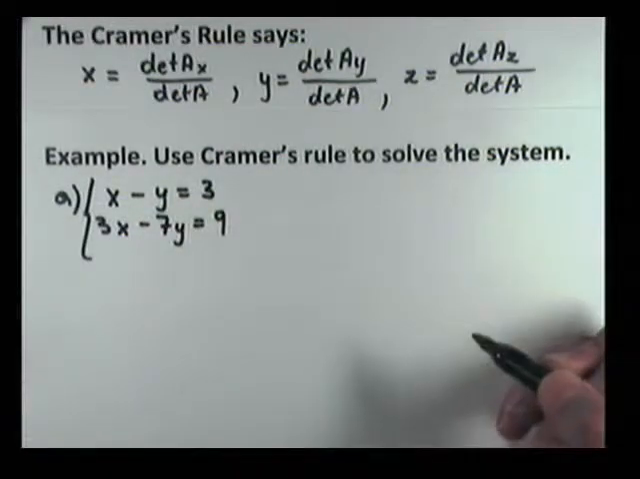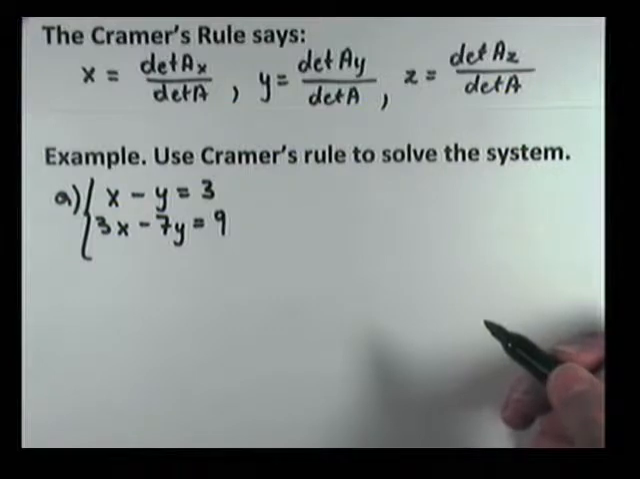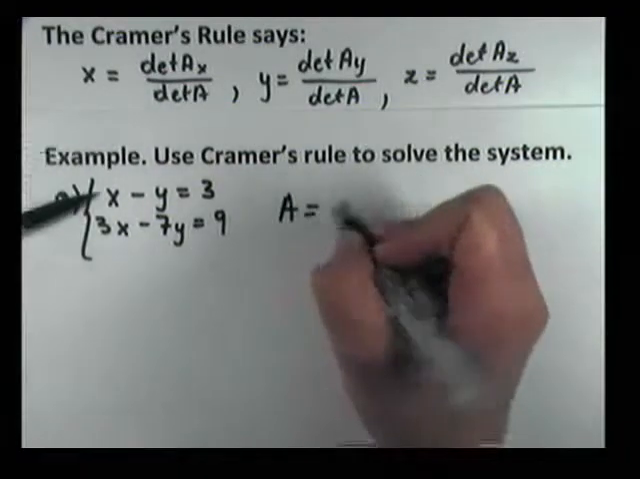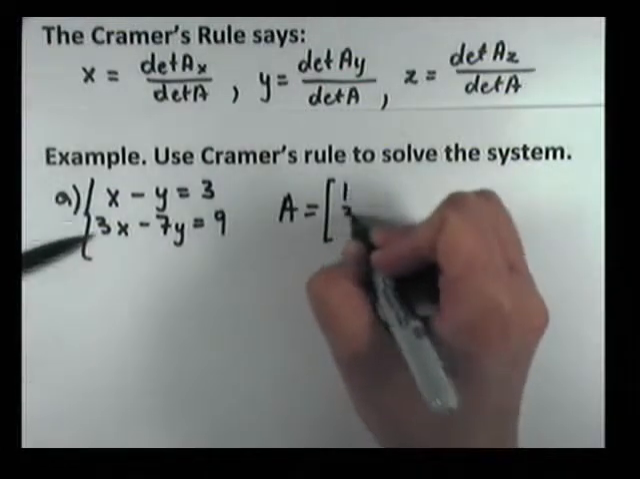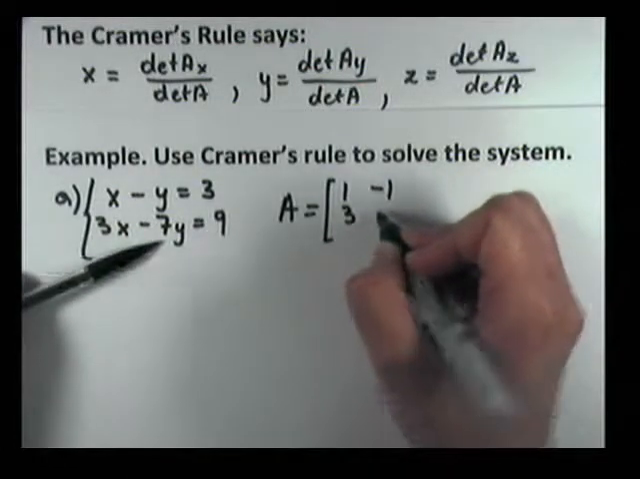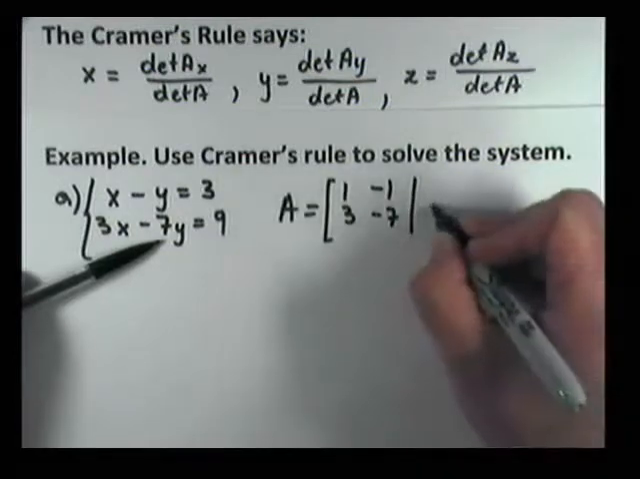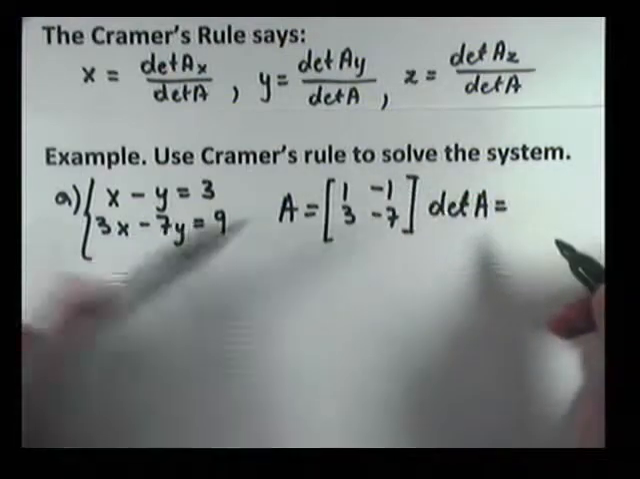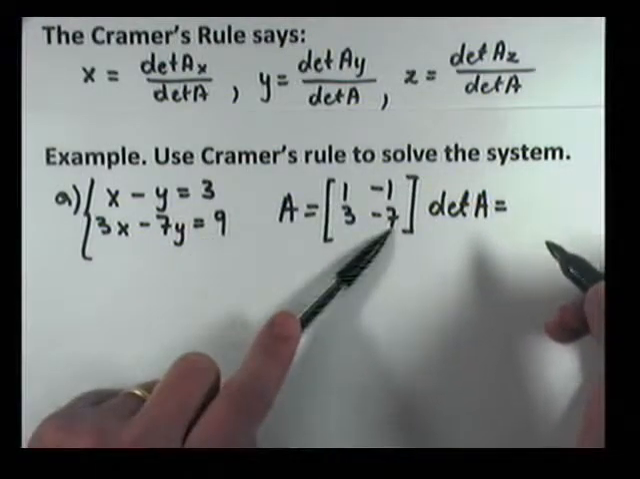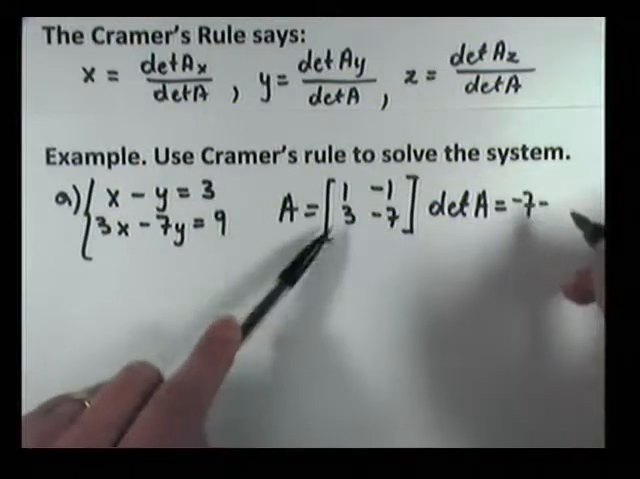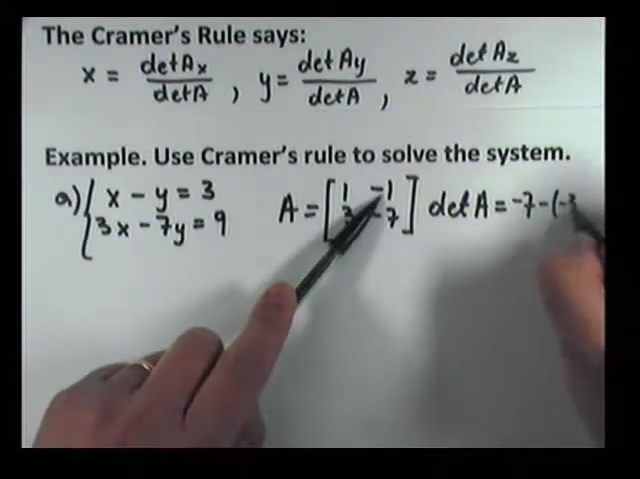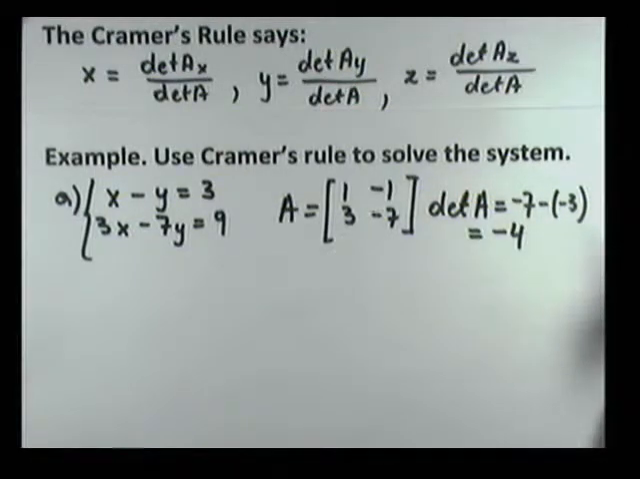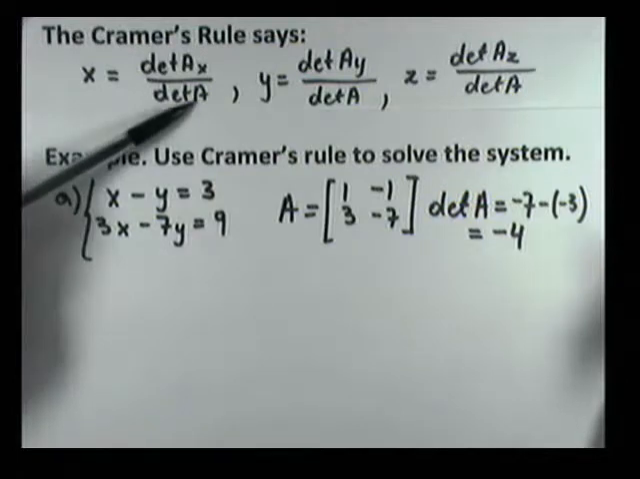So first, for Cramer's rule, we will need the determinant of A, the coefficient matrix. So A is the coefficient matrix 1, 3, minus 1, and minus 7. So the determinant of this matrix A, cross multiply, 1 times minus 7 is minus 7, minus 3 times minus 1 is minus 3, so the determinant of A is minus 4. That's step 1. We will need the determinant of A.